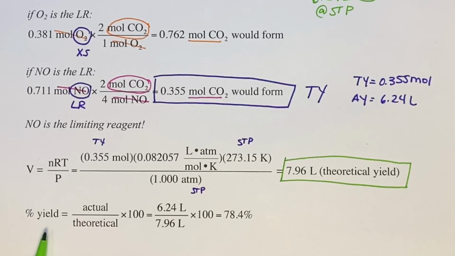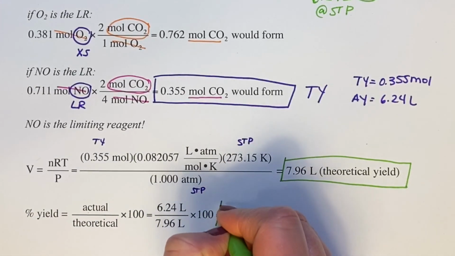That's going to be my actual yield divided by my theoretical yield times 100. So my actual yield of 6.24 came from the information that was given to me in the very beginning of the problem. This theoretical yield of 7.96 liters was what I calculated over here. And when I do that calculation and I multiply by 100, I get 78.4% as my final answer.